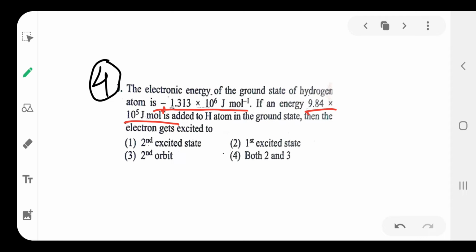First of all, this energy must be changed into joule per atom. Here they have given joule per mole, we have to convert it into joule per atom. Later we find out how much of this energy is used to excite the electron from which orbit to which orbit.